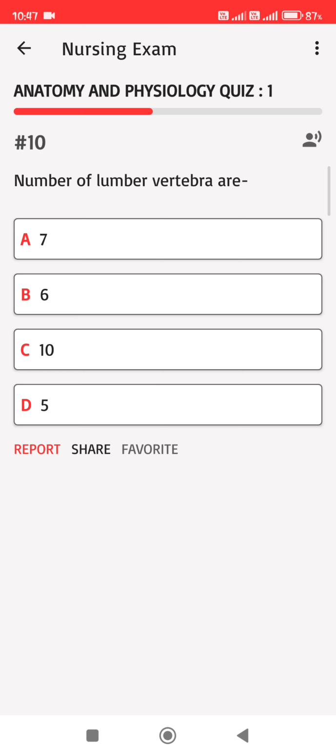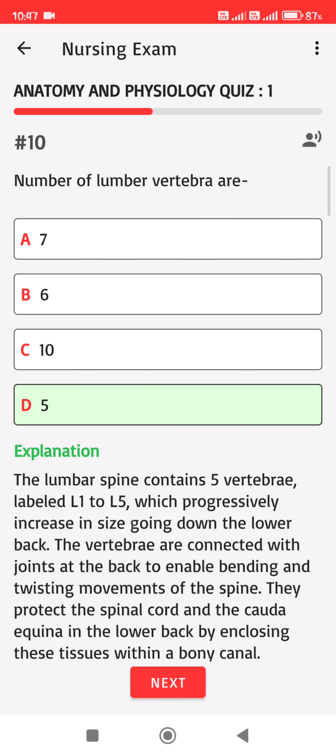Number of lumbar vertebrae are A. 7, B. 6, C. 10, D. 5. Correct answer: D. The lumbar spine contains 5 vertebrae, labeled L1 to L5, which progressively increase in size going down the lower back. The vertebrae are connected with joints at the back to enable bending and twisting movements of the spine. They protect the spinal cord and the cauda equina in the lower back by enclosing these tissues within a bony canal.